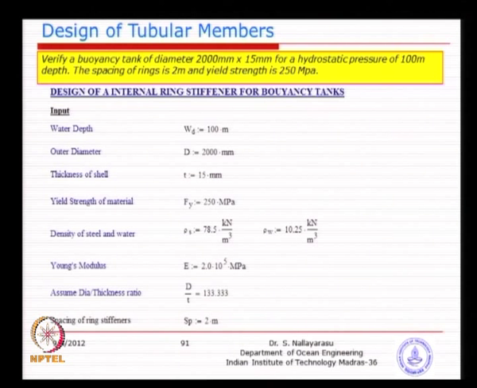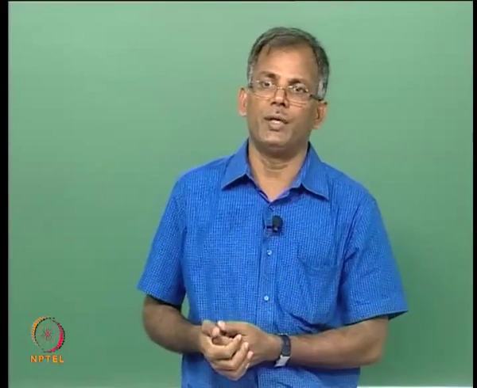So, basically the next problem is the design of an internal ring stiffener for a buoyancy tank. You know, buoyancy tank, I think we have seen some pictures in the early days of introduction. Basically buoyancy tanks are large diameter tanks attached to the jacket, so that the jacket will float in case the jacket does not have enough buoyancy. Basically we fit them, and then we can remove them at a later stage when not required, because after the piling is done.